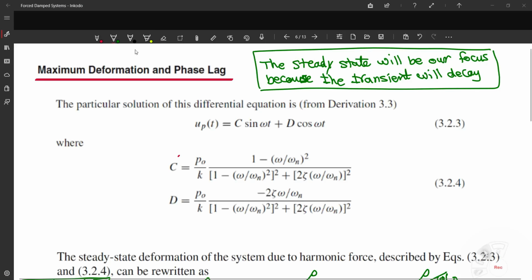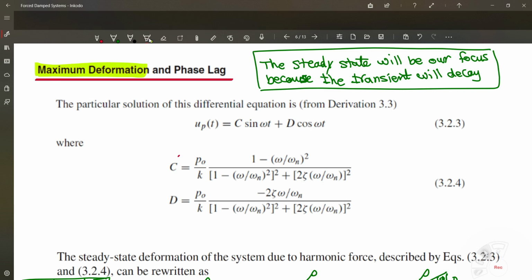Let's talk about the maximum deformation and the phase lag. Okay, we're going to understand both of them in the coming few minutes. First of all, why are we going to focus on this? Because as designers, we need to take care of the maximum deformation. This is our main concern. Okay, what is the maximum deformation?